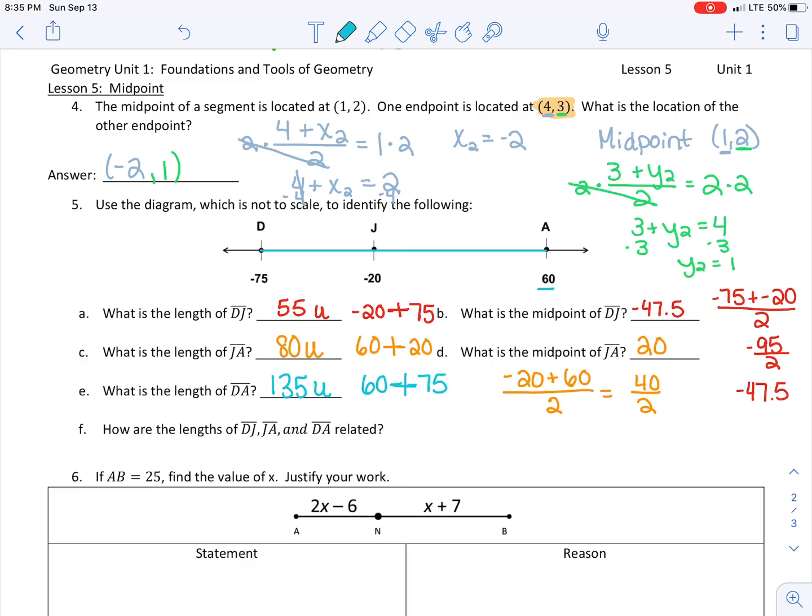Then, like it asked in lesson 4, I think was our distance lesson, it says, how are the lengths DJ, JA, and DA all related? The way they're all related, so A, C, and E, is that they're all positive, because we cannot have a negative distance. So all lengths are positive.